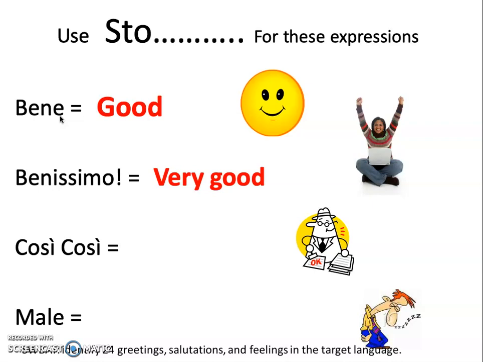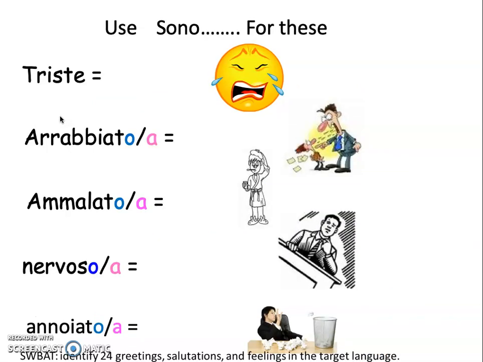Next one, così così. Repeat, così così is okay or all right. Next one, male. Repeat, male. That's bad. So again, all of these expressions we're going to use with sto. And the next set we're going to use with sono. Io sono also means I am.